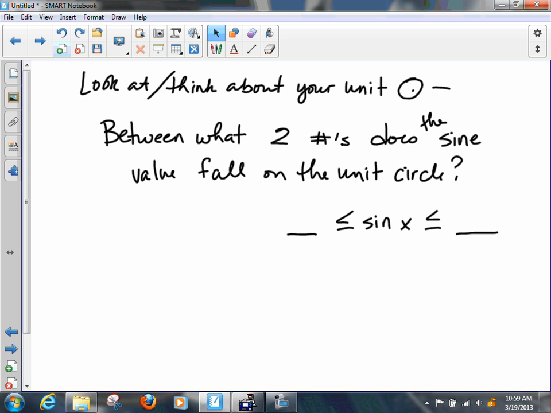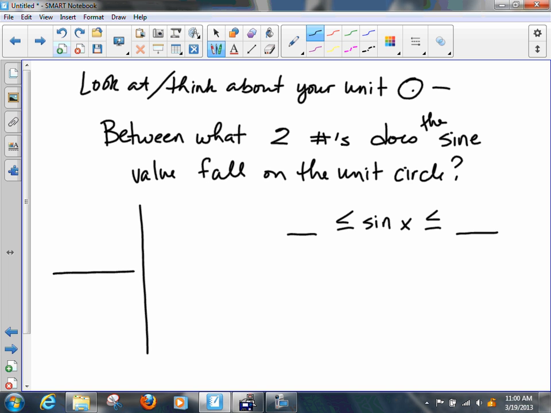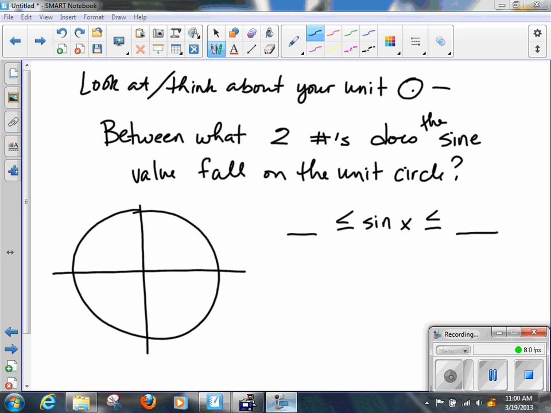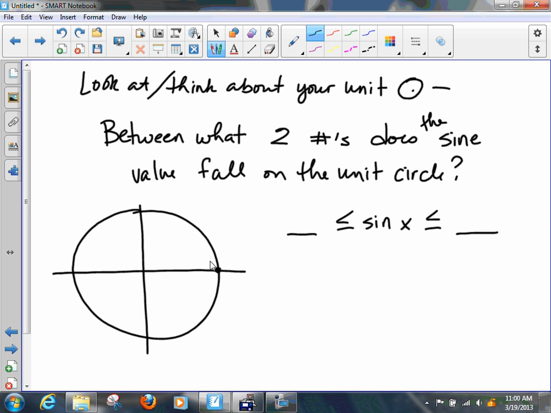I want you to look at it. Think about it. You don't have to write this because you already have it. I'm going to put the first ones. Well, the first terminal points we learned were 1, 0, 0, 1, negative 1, 0, and 0, negative 1. You guys agree with that? Okay. Which value is the sine value in our ordered pairs?